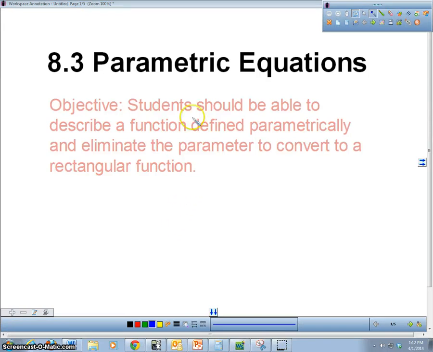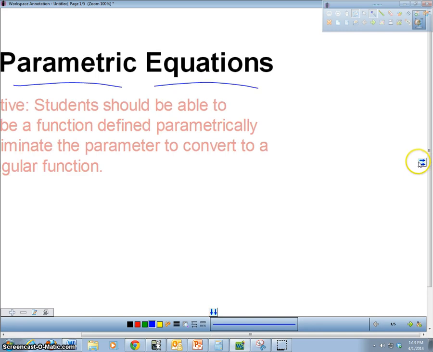Welcome to the video. I would like to talk to you about parametric equations, and the objective for this one is that you should be able to describe a function defined parametrically and eliminate the parameter to convert it to a rectangular function. So let's first talk about what a parametric equation is.